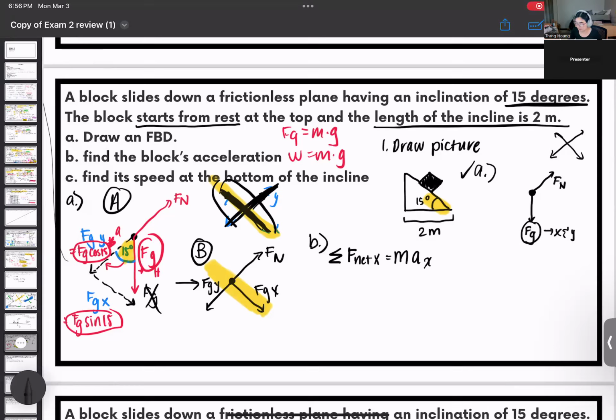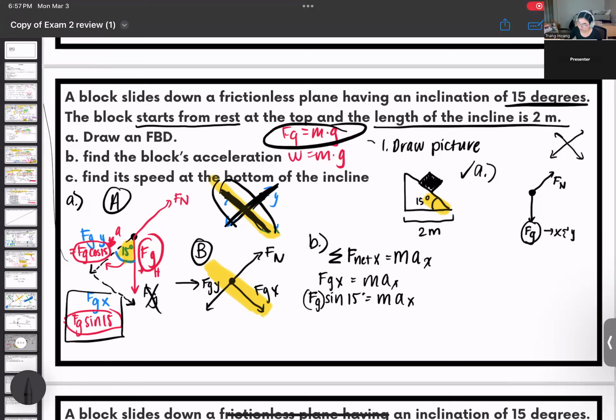Look at all the forces in the x direction. There's only one. It's Fgx. Fgx is equal to max. That's not any more helpful. What is Fgx? Fgx, as we know from here, is Fg sine 15 degrees, which is equal to max. Okay, we're doing a little better, right? But still, two unknowns. We don't know Fg. We don't know m. We don't know the x. Now, I'm going to ask you, what is Fg? And if you go up here, you see that Fg is equal to m times g.